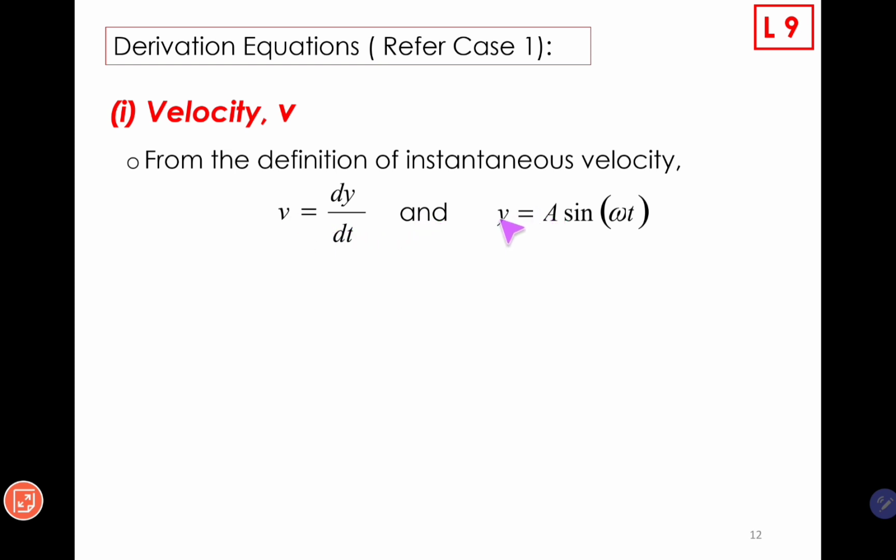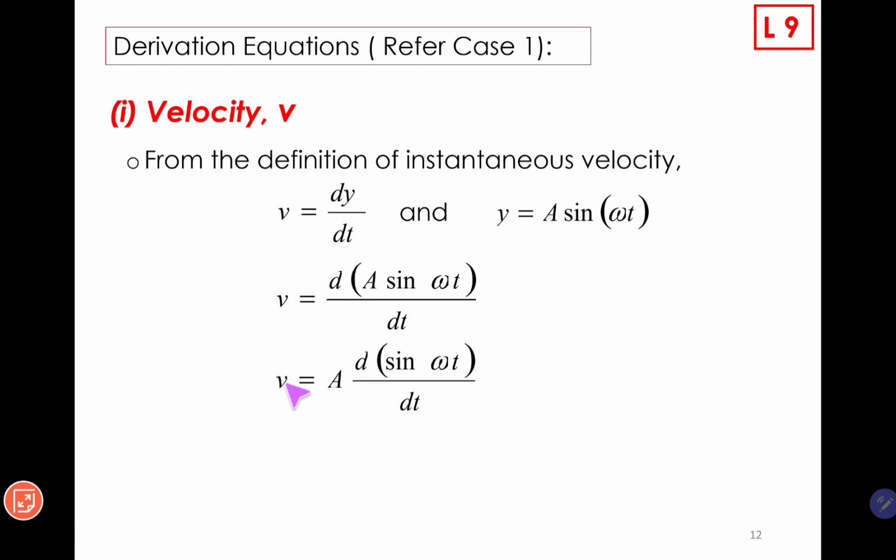For example, y equals a sine omega t. It means that at t equals 0, the object is located at the equilibrium and just moves to the right, so the graph is purely sine, isn't it? Based on this, we substitute y into this equation, and then what do we get? Okay, this is the equation: v equals d(a sine omega t) over dt. Alright, a is just a constant, so we take out a. So v equals a times d(sine omega t) over dt.